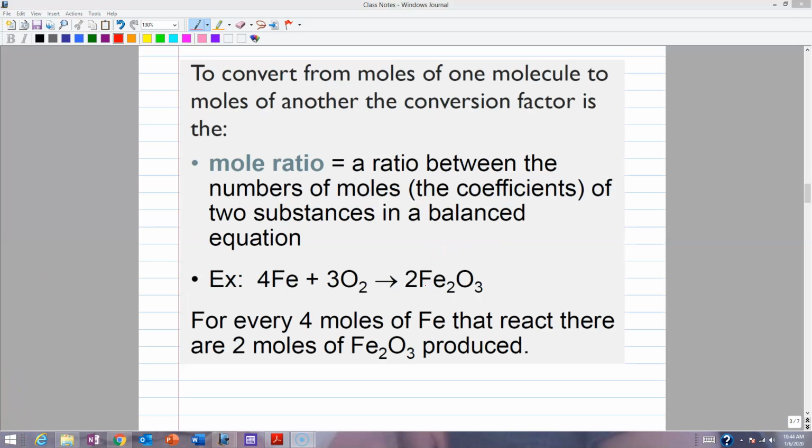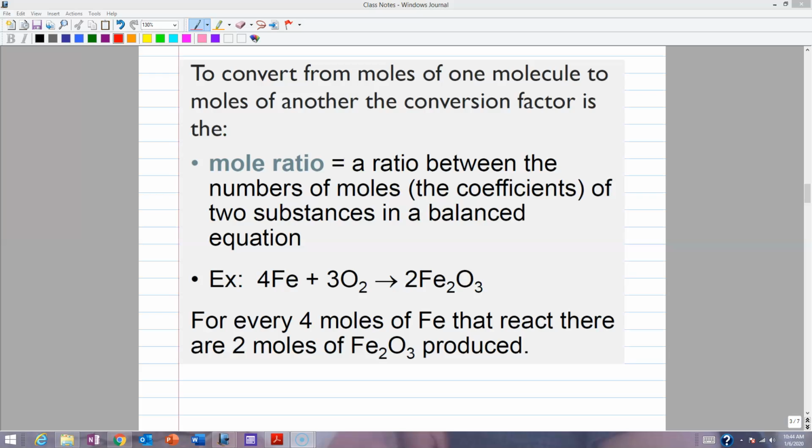Now, the reason we need a balanced chemical reaction is we need the balanced chemical reaction to get the mole ratio. So to convert from moles of one molecule to moles of another, the conversion factor is going to be the mole ratio. And the mole ratio is simply a ratio between the number of moles, which is the coefficients, of two substances in a balanced chemical reaction.